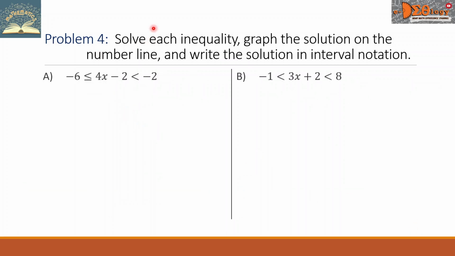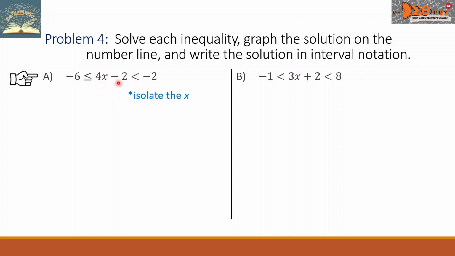Problem 4. Solve each inequality, graph the solution on the number line, and write the solution in interval notation. Letter A. Negative 6 less than or equal to 4x minus 2 less than negative 2. Here we call this a double inequality. That means we have here three parts: the left side, the middle part, and the right side. Our purpose here is to isolate the x in the middle part.